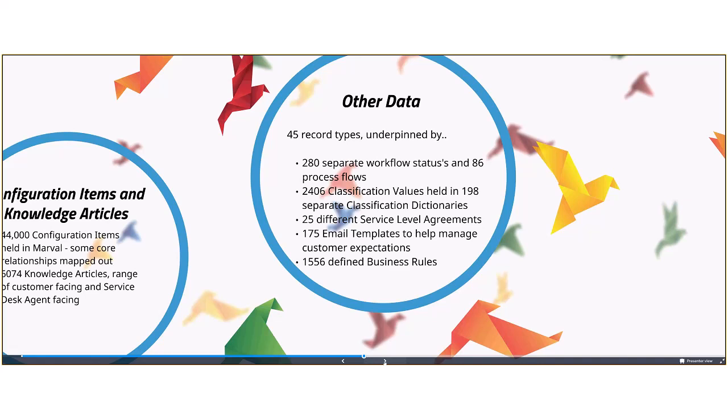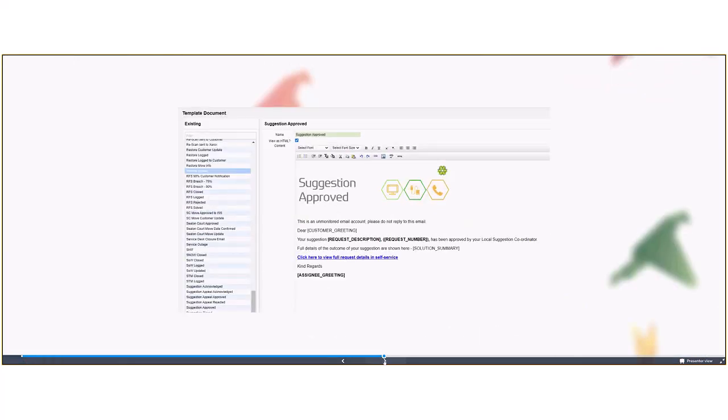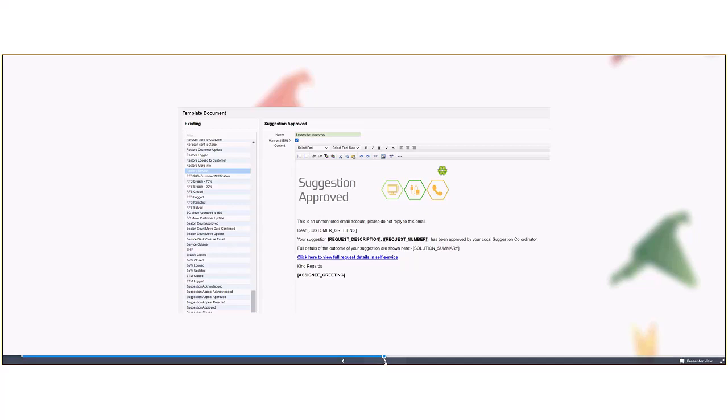To help manage customer expectations, we have 175 email templates. At certain statuses within the record, these email templates are triggered to the customer to help manage their expectations. This is just an example of one of the templates in the back end. So if someone logs a staff suggestion through the service management system, this is the email they'll get if that suggestion is approved.